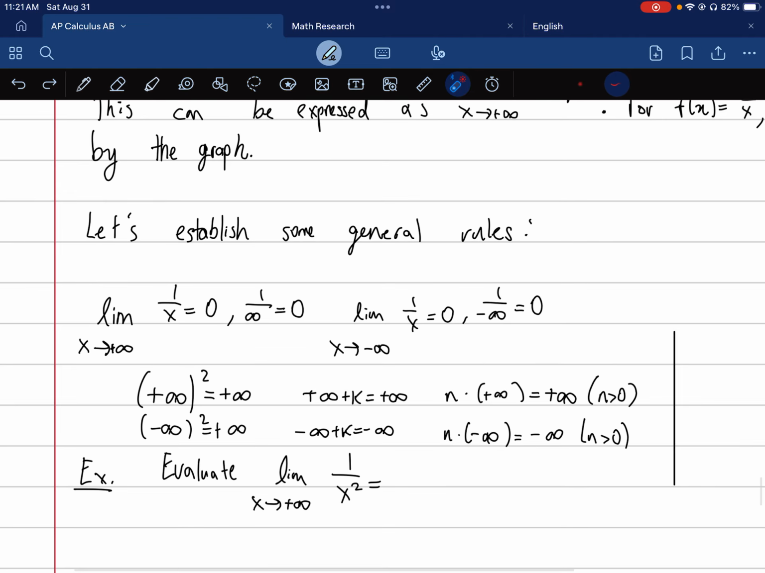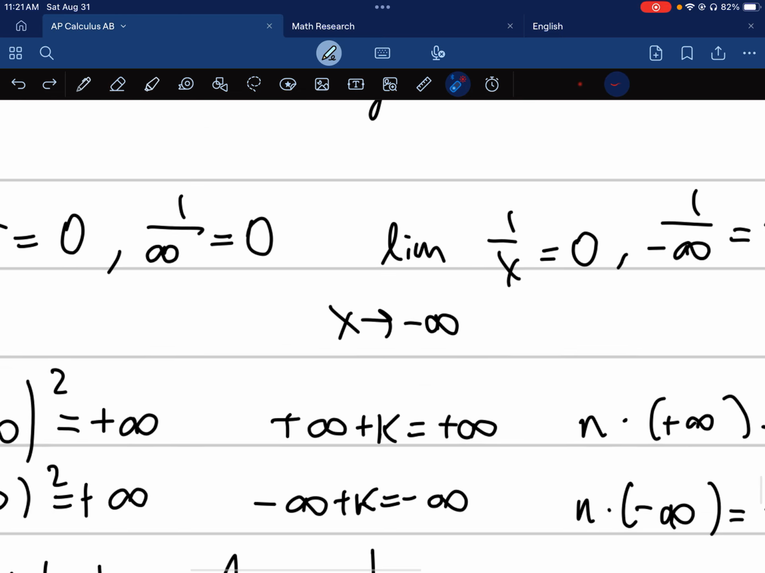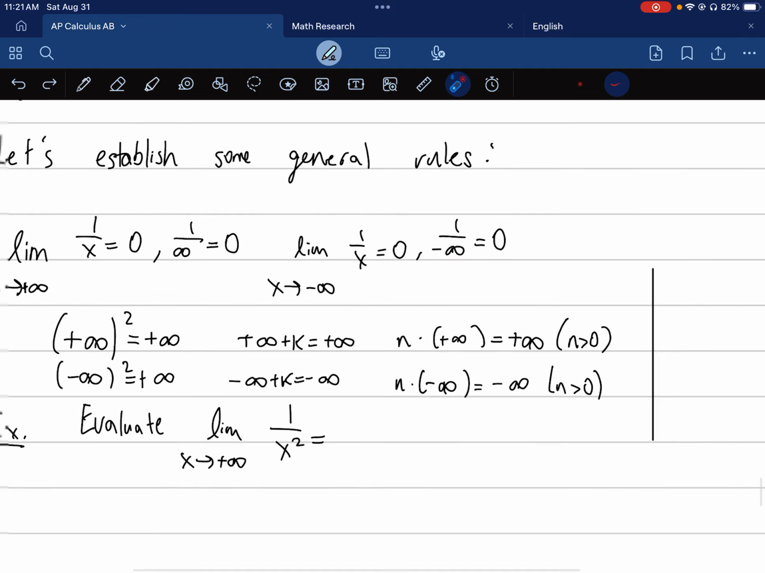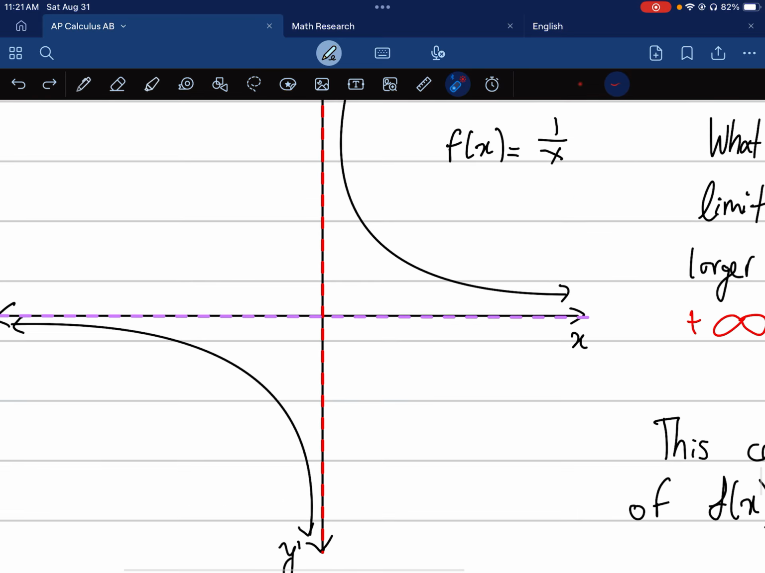So we're going to establish some general rules. This is more intuitive than mathematically right, but it will help us. First, this is true: the limit as x approaches positive infinity of 1 over x is equal to 0. So we can sort of imply that 1 over infinity, positive infinity, or even negative infinity is equal to 0. 1 over an infinitely large number, or an infinitely small number in the sense of a large negative number, is going to be 0. You can test this by looking at the graph of 1 over x.